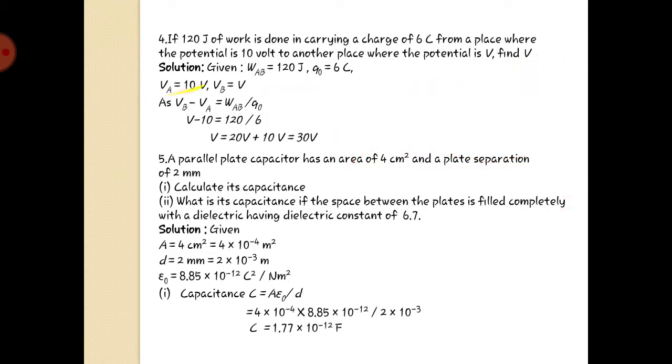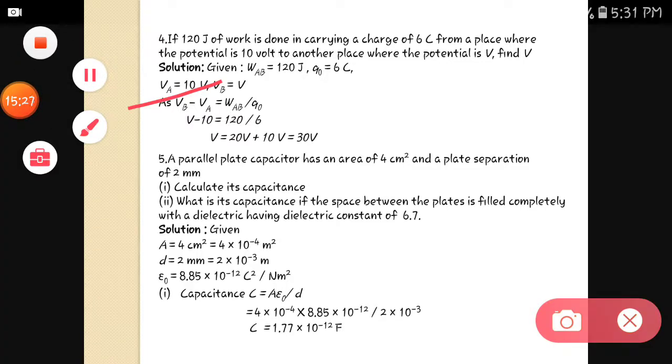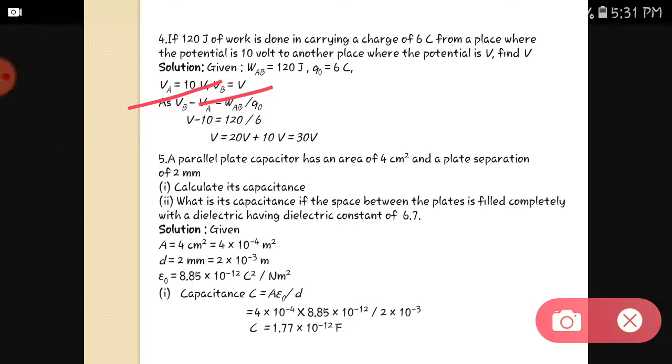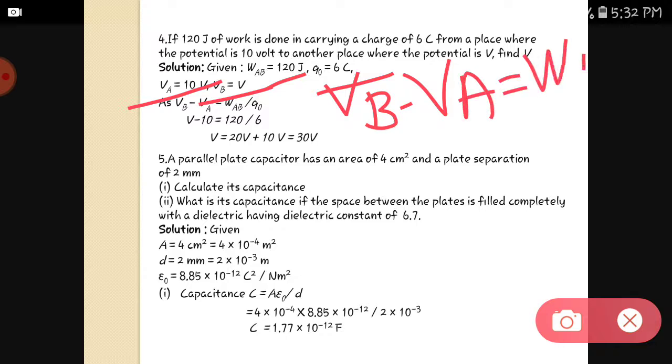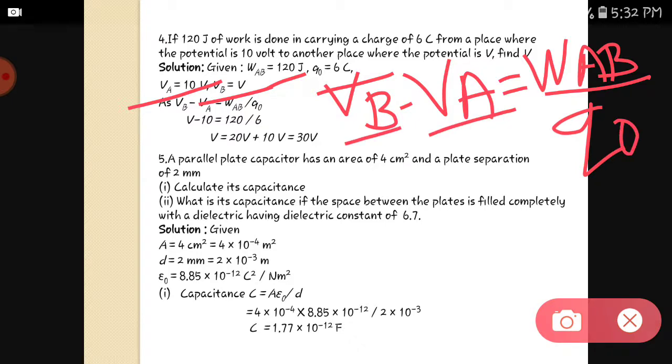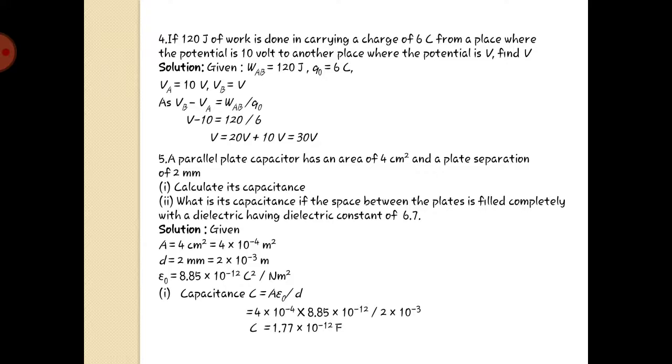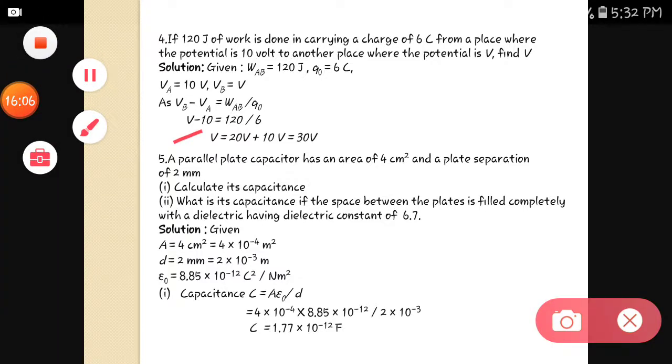So what are the given things? VA, potential at point A, is 10 volt. Potential at B, that we don't know, we are going to find out, which is V. WAB is given as 120. Q0 is 6 coulomb. So what is potential difference? It is nothing but the difference between potentials, and that is given as work done divided by charge. So VB minus VA is equal to WAB divided by Q0. This will be the formula. As we don't know the value for VB, we are going to write this as only V.